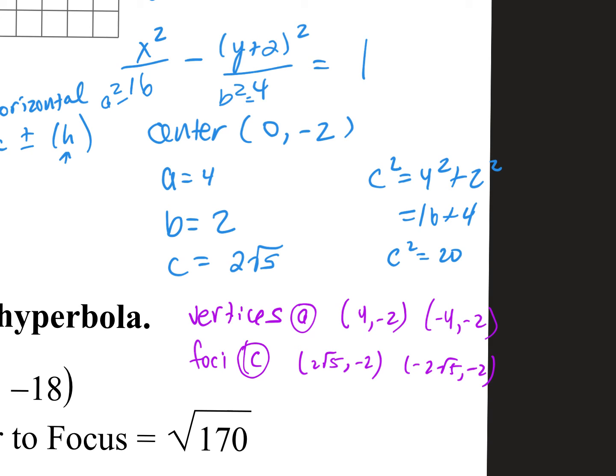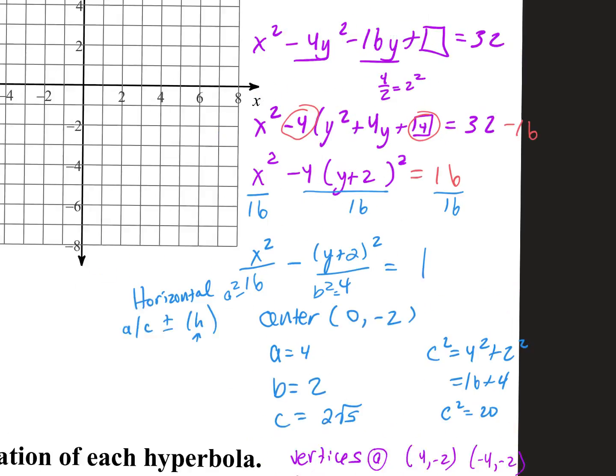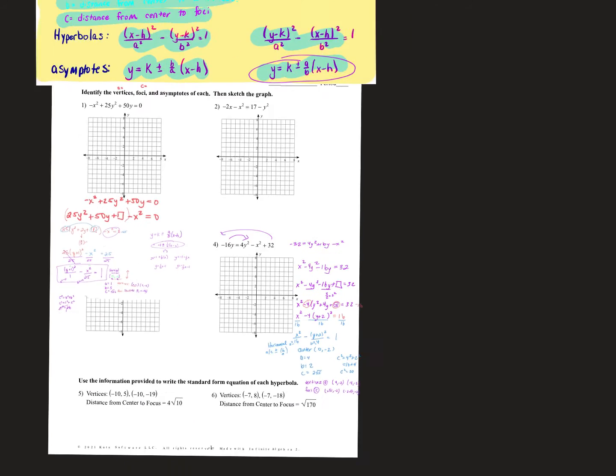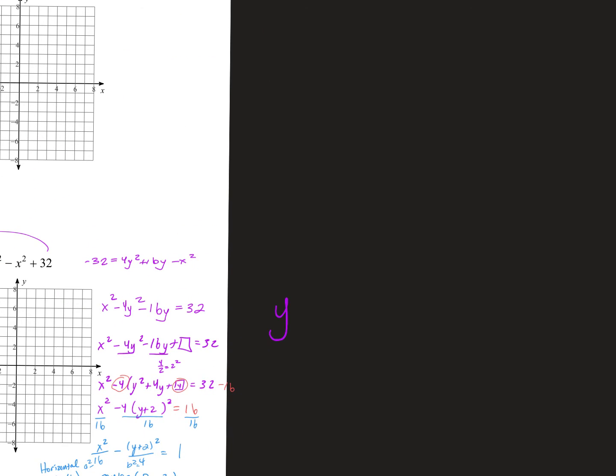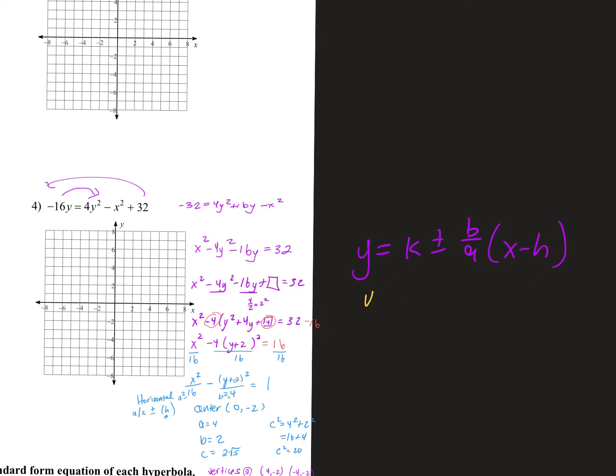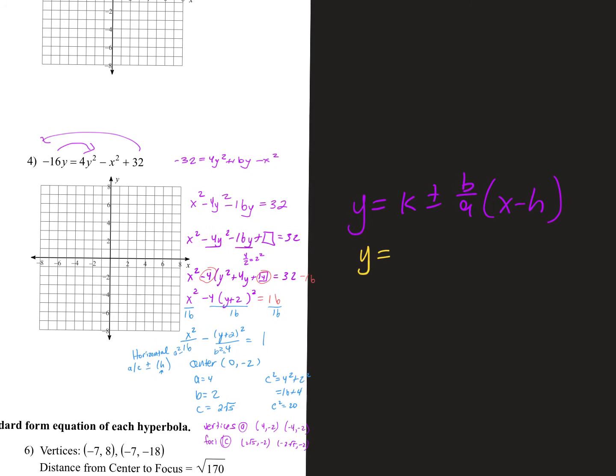Now for the asymptotes, this is a horizontal or a vertical? You guys just told me. So it's b over a. So I have y equals k plus or minus b over a times x minus h. All right, don't freak out because you guys might have to do a little bit of work here. y equals, what is the k part of my center?